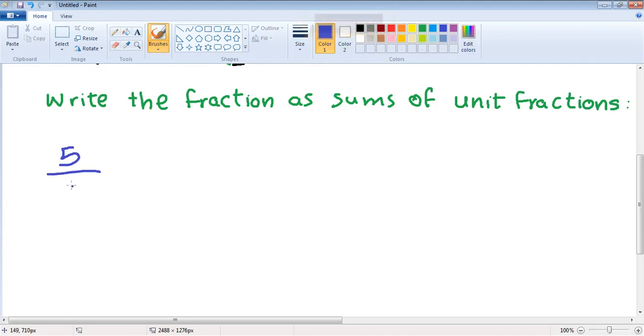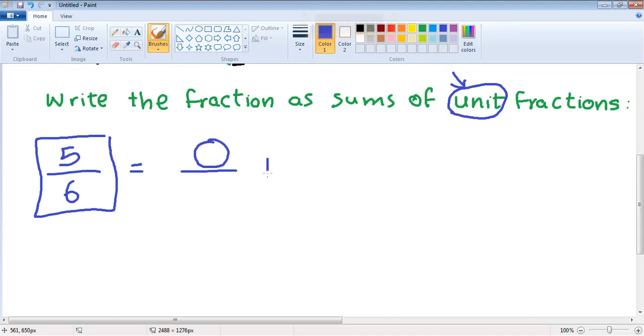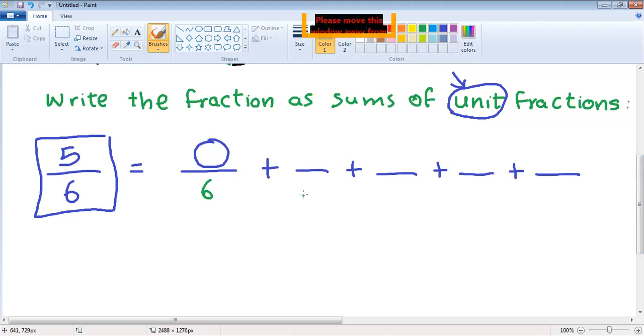Look, 5 over 6. What I mean by unit fractions. Unit fractions means that the numerator, the number in the top, must be 1. So we have here the original fraction is 5 over 6. So how many fractions should I write to get 5 over 6? 5 fractions. All of them of denominator 6. So what about the numerator? Write 1, 1, 1, 1, 1. This one is easy.